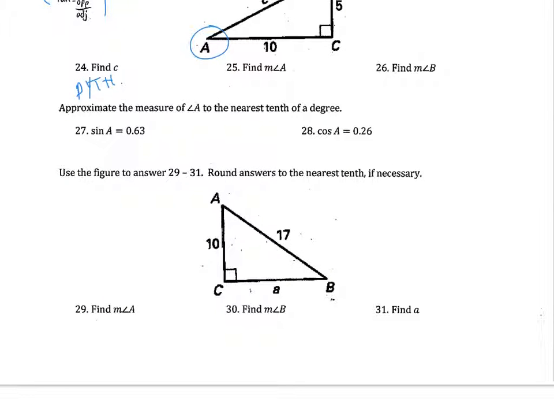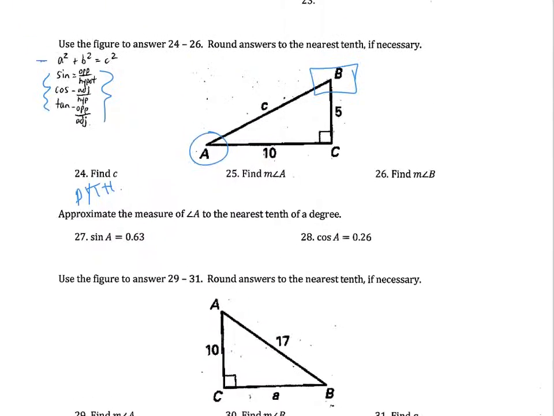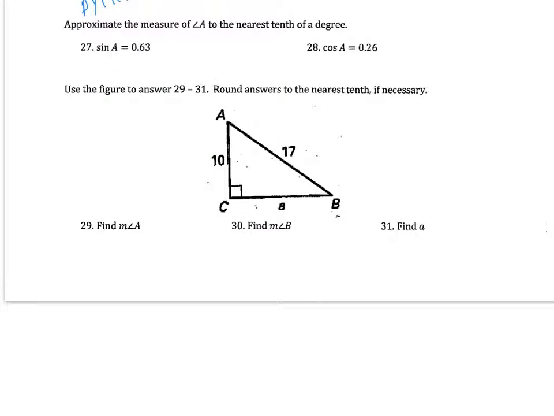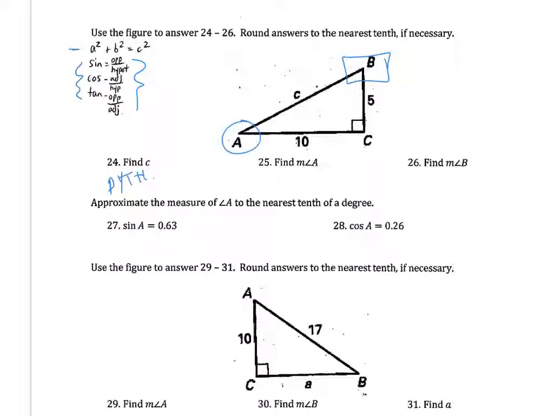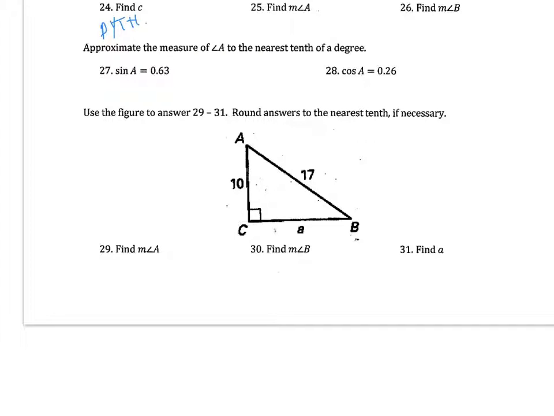Number 27 and 28, the directions just want you to approximate the measure of angle A to the nearest tenth degree. So they said the sine of A is 0.63, and then cosine of A is 0.26. If you need a little help with that, make sure you ask. And then 29, 30, and 31, they're just like the ones we did before. We're going to use the figure, and you still want to use this information up here that Mr. Hepner has written down to help you figure out all the sides.